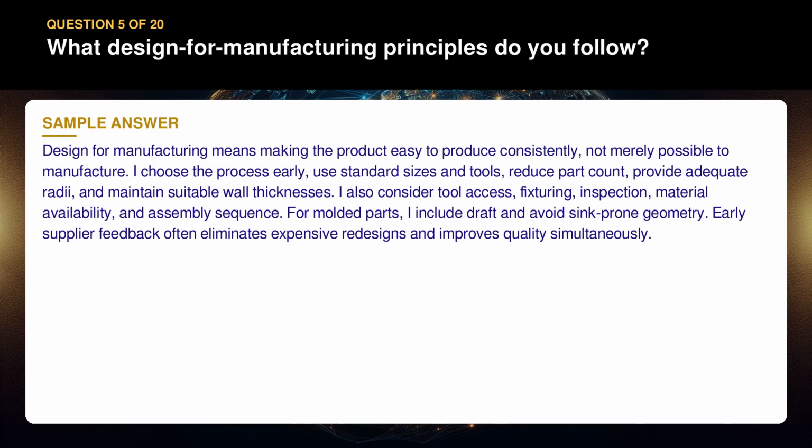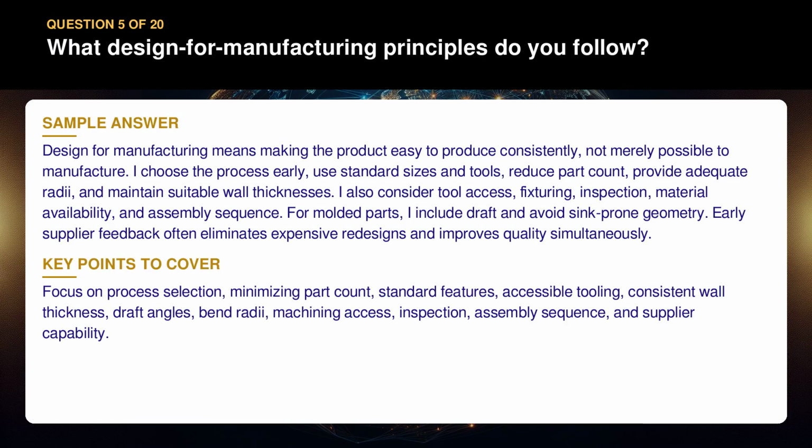For molded parts, I include draft and avoid sink-prone geometry. Early supplier feedback often eliminates expensive redesigns and improves quality simultaneously. Focus on process selection, minimizing part count, standard features, accessible tooling, consistent wall thickness, draft angles, bend radii, machining access, inspection, assembly sequence, and supplier capability.